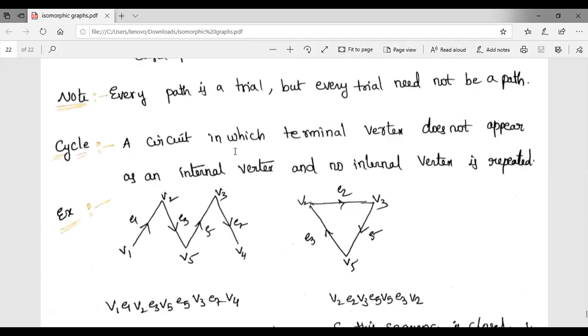Cycle. A circuit in which the terminal vertex does not appear as an internal vertex and no internal vertex is repeated. Circuit means a closed walk with no edge repetition. So a circuit in which the terminal vertex, meaning the last vertex, does not appear as an internal vertex, and no internal vertex is repeated, is called a cycle.